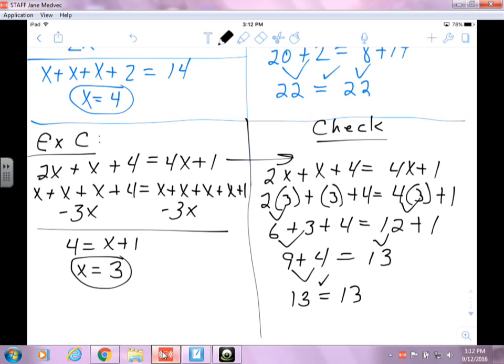Again, it's order of operations, so it's from left to right. Right? So you add from left to right. And you always multiply before you add or subtract. Okay? So that's example C.